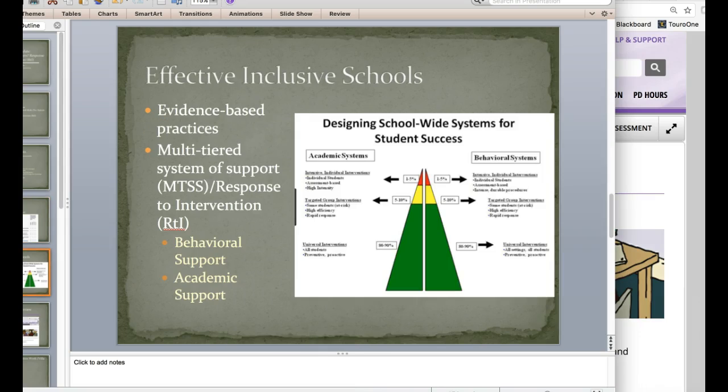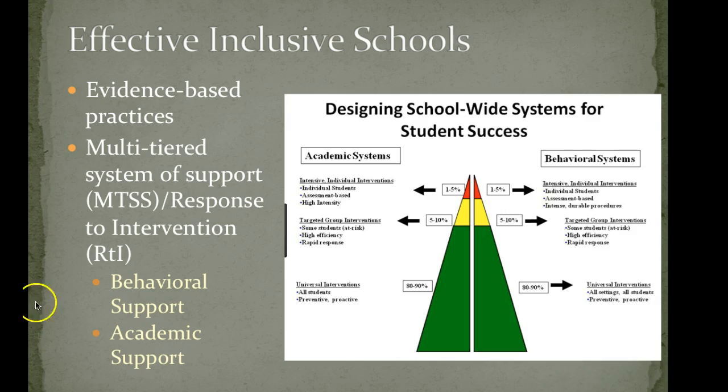The next thing that we're going to look at is effective schools. And here, to make an effective inclusive school, we know that you need evidence-based practices. So we actually know how to teach people to read. We know how to teach math. But what we find is that a lot of teachers aren't implementing these practices that we know work. And so one of the things that inclusive schools really need to do is make sure that they're actually implementing these practices. So you can see here on this triangle that the majority of students, 80 to 90%, if you have a real positive program, will do well.